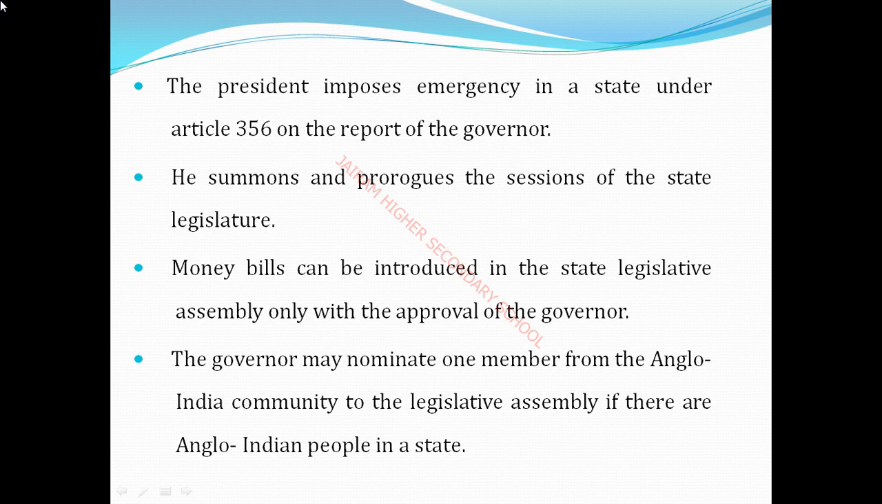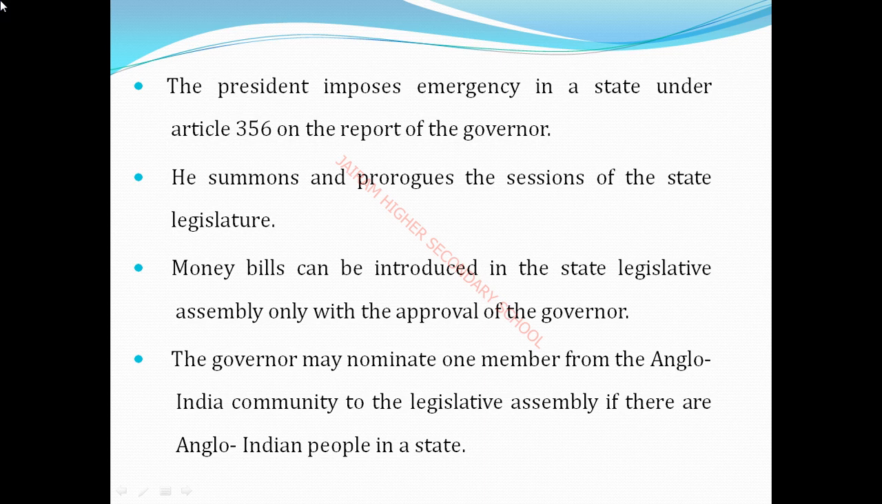Yes, the governor can decide about the session of the state legislature. He has the right to start it or to give the end of the state legislature. Okay, children. Yes, these are all the powers and functions of the governor.